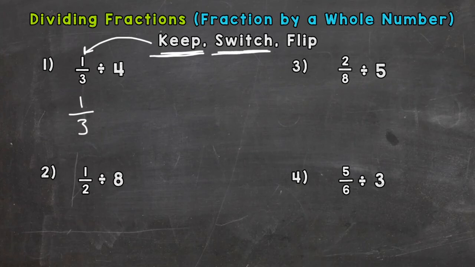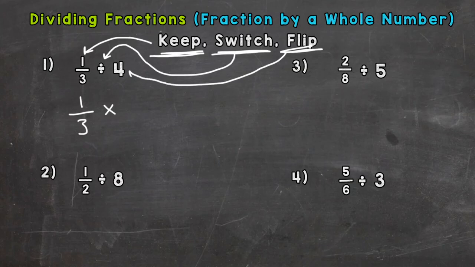Then we switch. We need to switch this division sign to the opposite of division, which is multiplication. And then we have flip. And we're going to flip this second fraction. But here we have a whole number. So how do we flip a whole number?